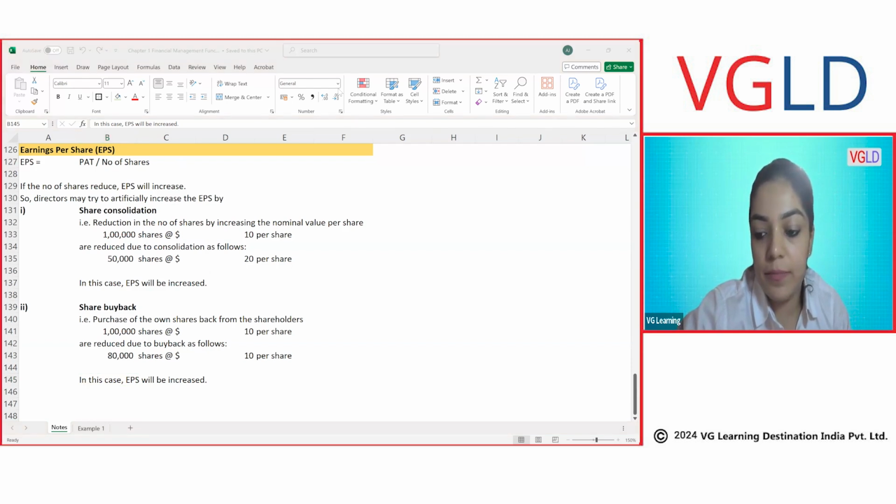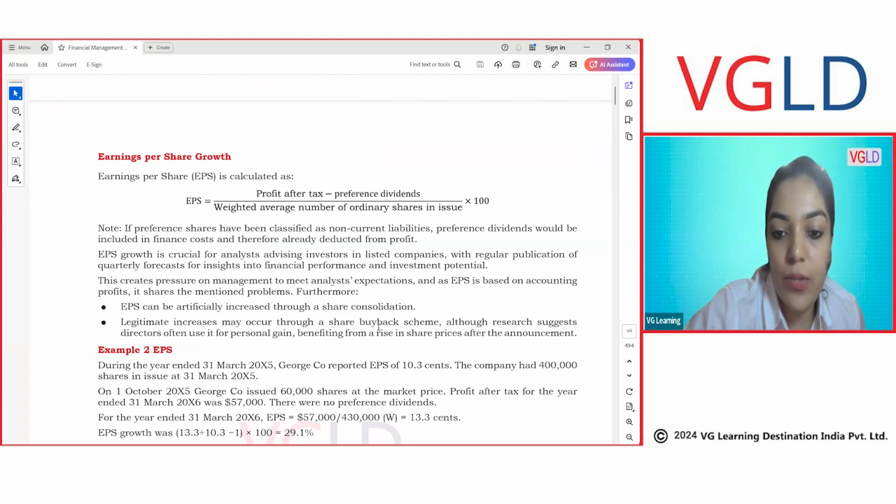Coming back, this is what was covered here: share consolidation and share buyback scheme. I've given it to you with examples.